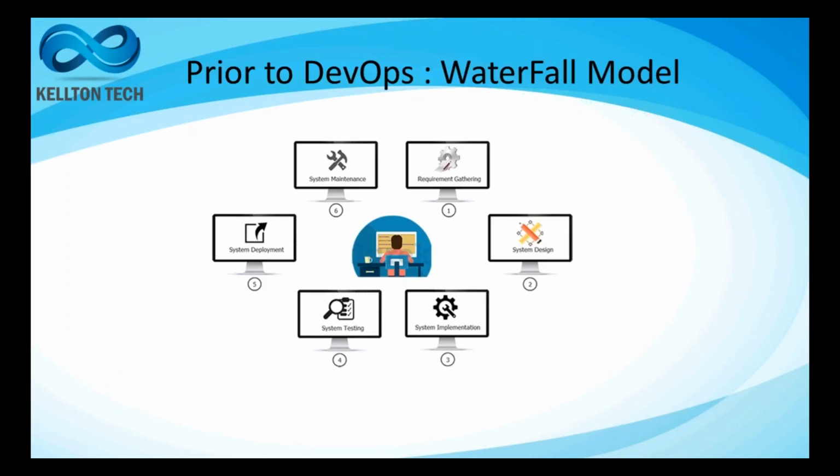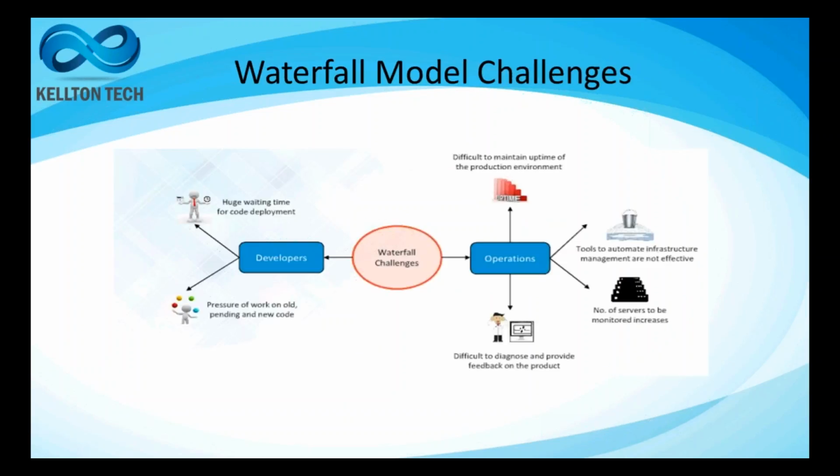There were 4 major challenges they were facing. Mainly, it was difficult to maintain 100% uptime of the infrastructure, and the infrastructure automation was also not effective. And the monitoring of a number of servers is very complex and very tedious to maintain. These are the challenges while having the Waterfall model methodology.